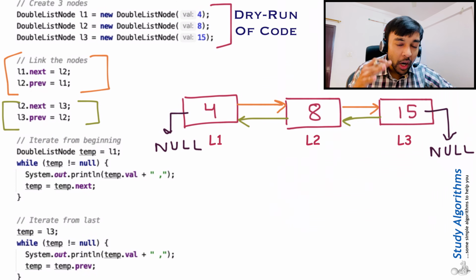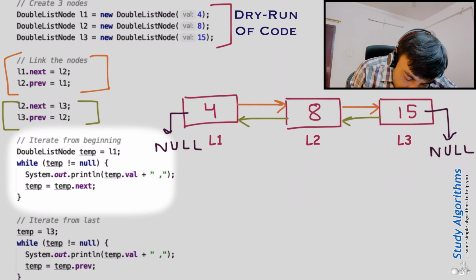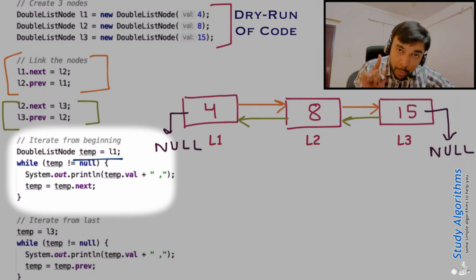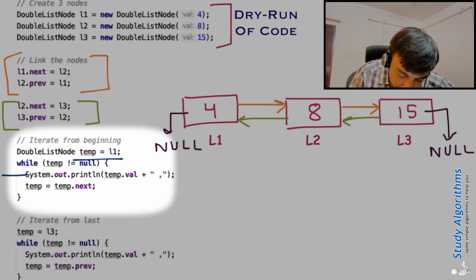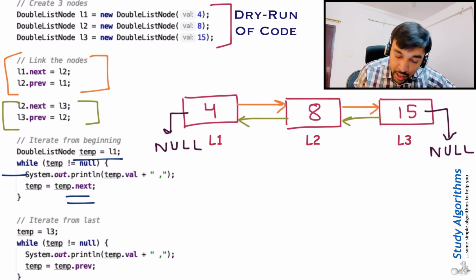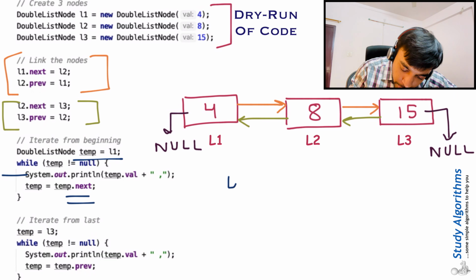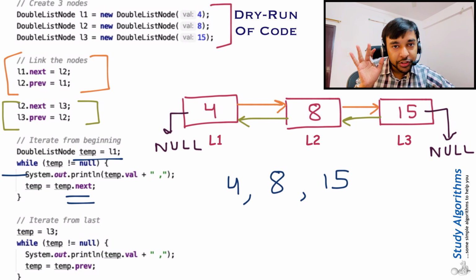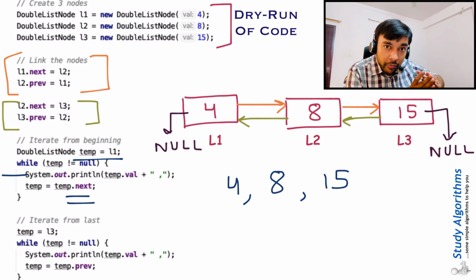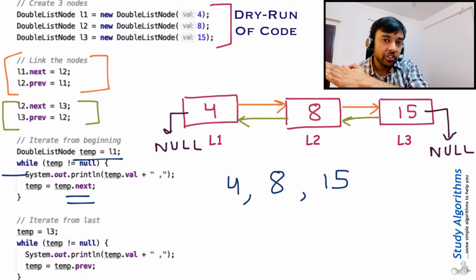Let us now try to iterate over them and see if our double linked list actually works. I create a temp node that points at L1. So what I would do is I would print out the value of the temp node and I will do a next operation. So I start from 4, I do a next and I print 8, I do a next and I print 15, and ultimately I stop at null. So we were able to traverse in the forward direction.